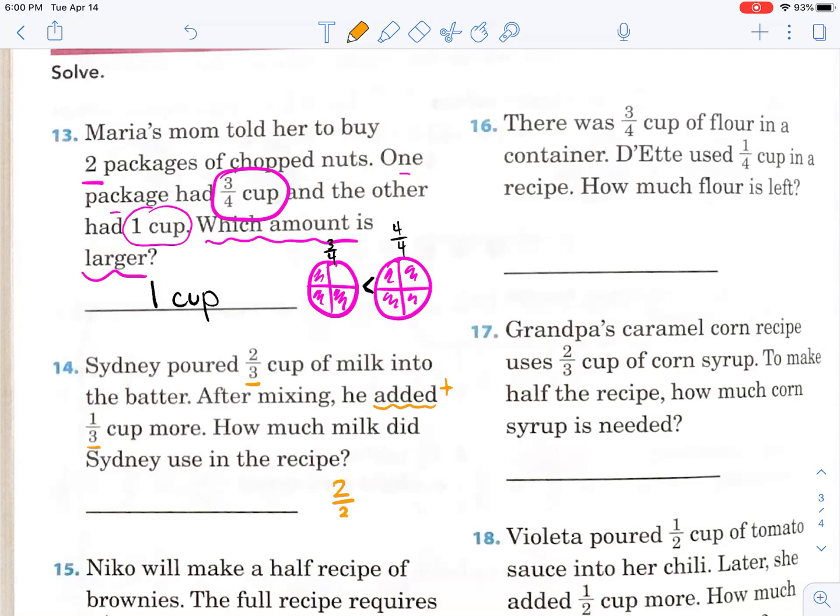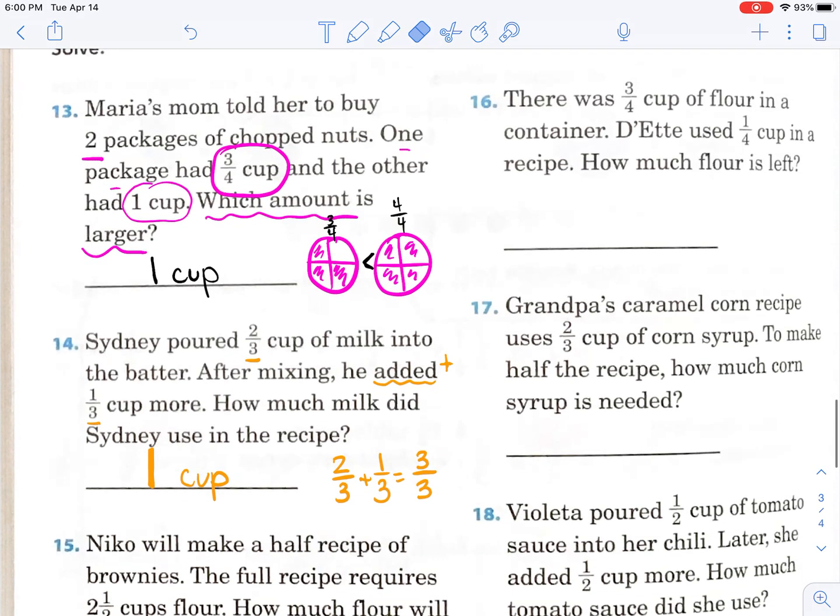So he has 2/3 a cup of milk, plus he adds 1/3 more. All we have to do is add the what? The numerator. And the denominator stays the same. Excellent. 3/3, that's the same as what? I could put 3/3 cup, but that's also the same as what? 1 cup. 1 cup, if you want to put of milk, that's fine, but 1 cup is a sufficient answer. So 1 cup.